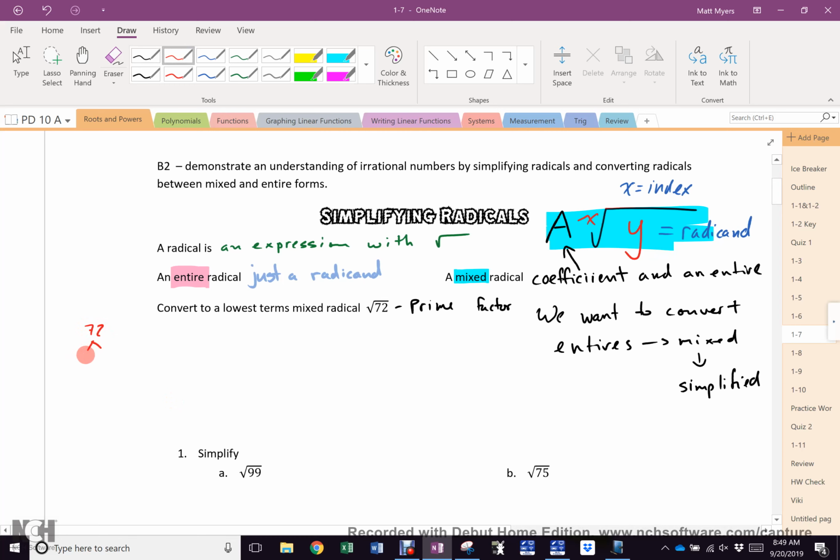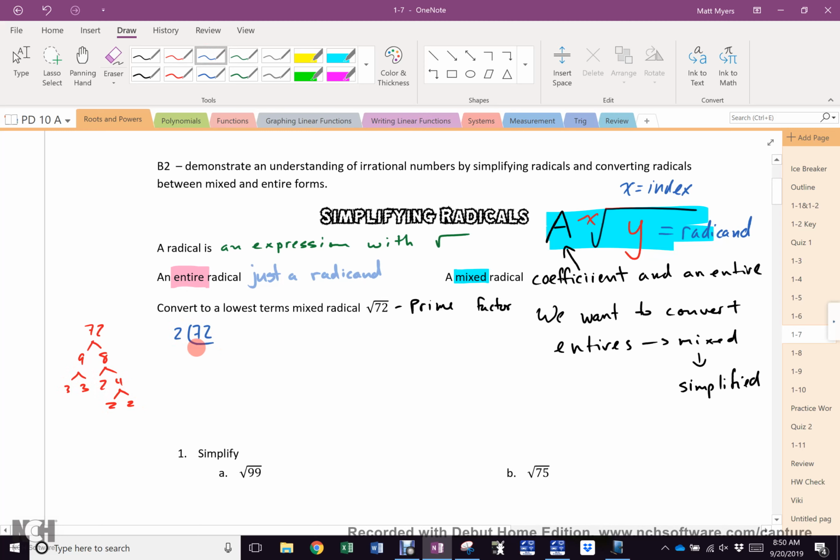So you have already seen this. 72. What's that break down into? 9 and 8. Are either of those prime? No, so we break it down again. 3 and 3. 2 and 4. And we break that down again to 2 and 2. Right?